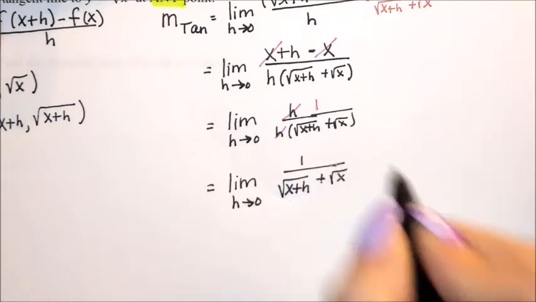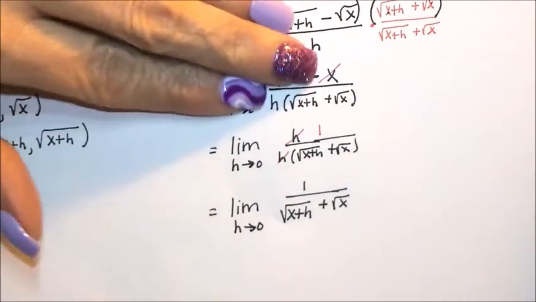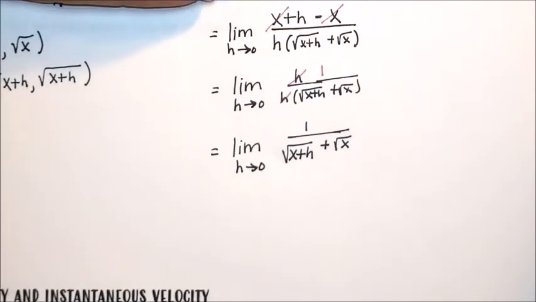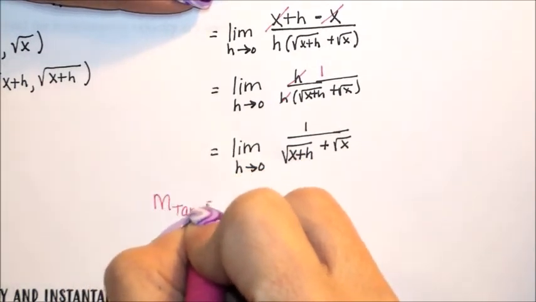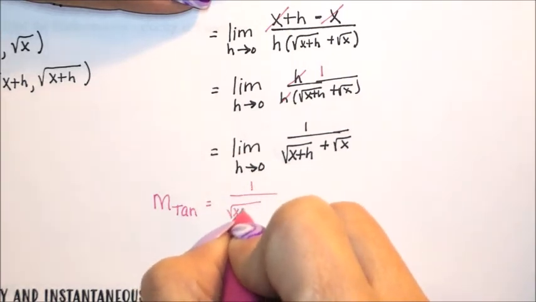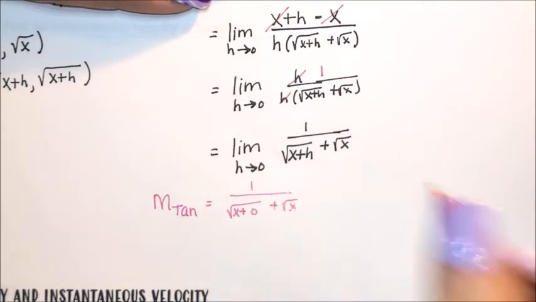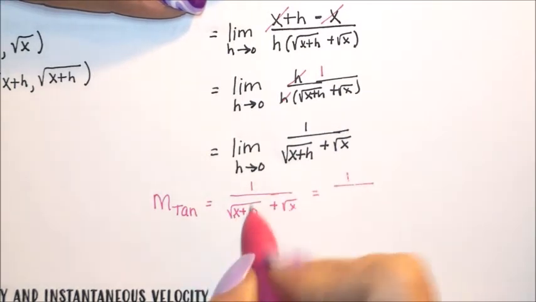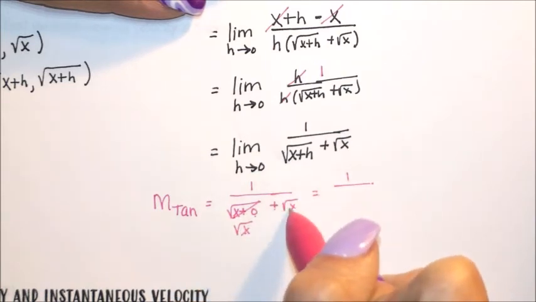When you try and simplify the slope of the tangent line right here, when they get all messy, you're always trying to get rid of the h's. You want to get rid of as many h's as you can. So here's what we've got. The slope of the tangent line equals, we're approaching 0, 1 over the square root of x plus 0 plus the square root of x. All I did was plug in that 0. Here we go. 1 over the square root of x plus 0. Isn't that just the square root of x? The square root of x plus the square root of x.